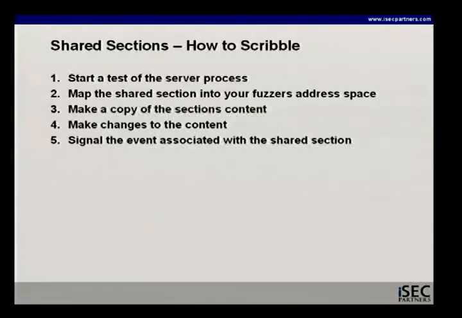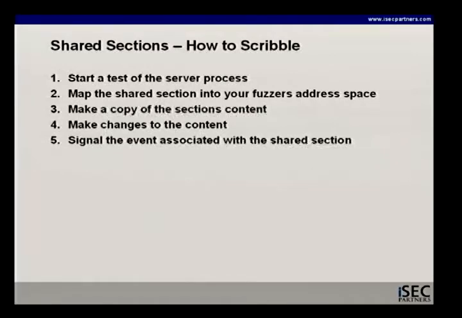So, how to scribble? Well, first thing you do is you start a test server running. You should run a test client at least once to kind of get the structures. When someone writes a message to a server through a shared section, the message is usually just left sitting in the shared section when it's done. So if you run the client a couple times, you can kind of prime it. Then you map the shared section into your fuzzer's address space, make a couple of changes, and start signaling the server, hey, try now, try now, try now.